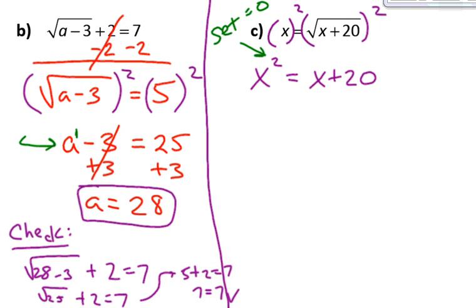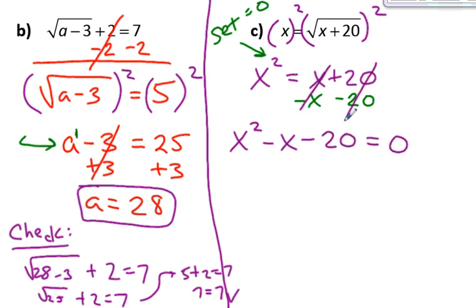So what I'm going to do is subtract my x and subtract my 20 on both sides, and I will end up getting x squared minus x minus 20 equals 0, because everything will cross out. Okay, so now you have that ax squared plus bx plus c, and now we're going to try to factor. Sometimes it doesn't factor. If it doesn't factor, we use the quadratic formula, but this one does factor. So we use the AC method.